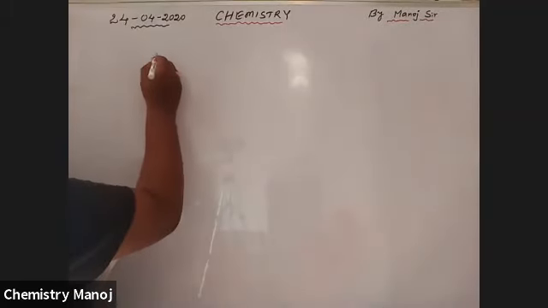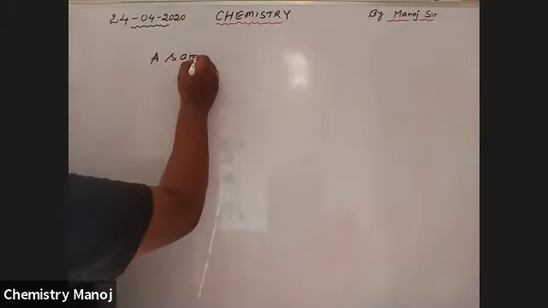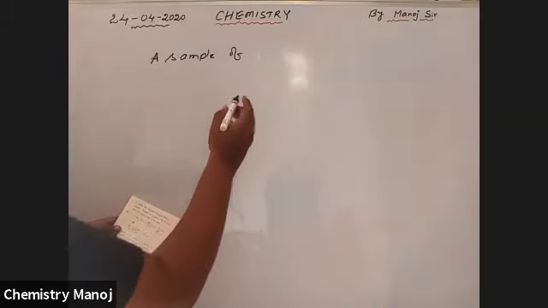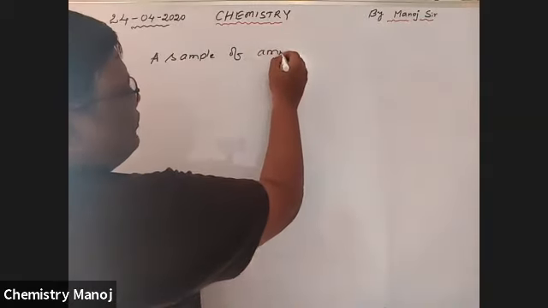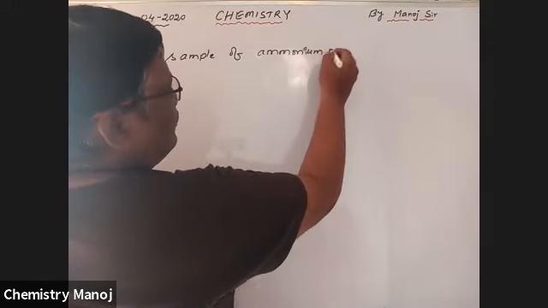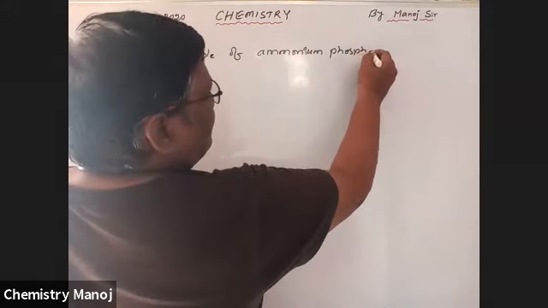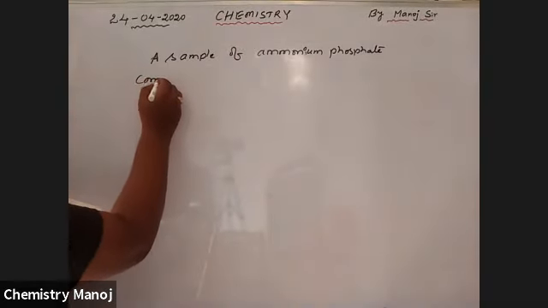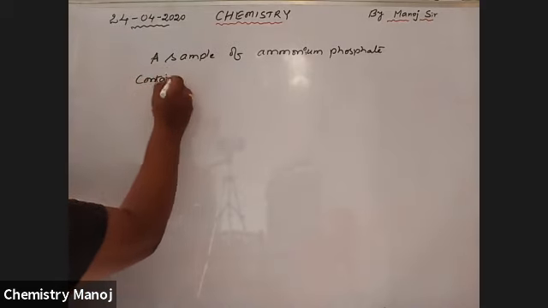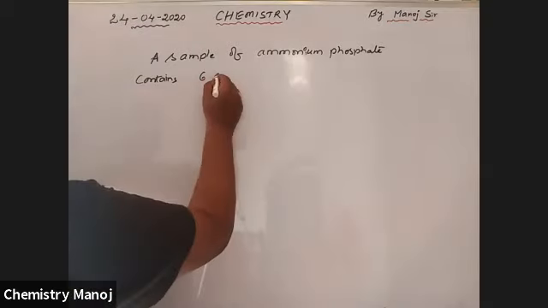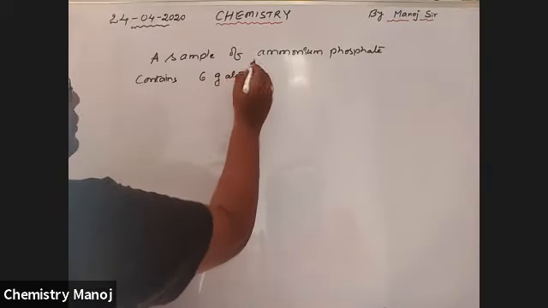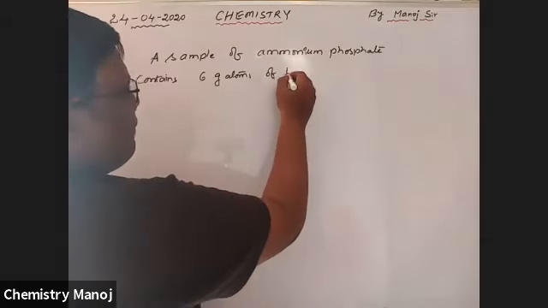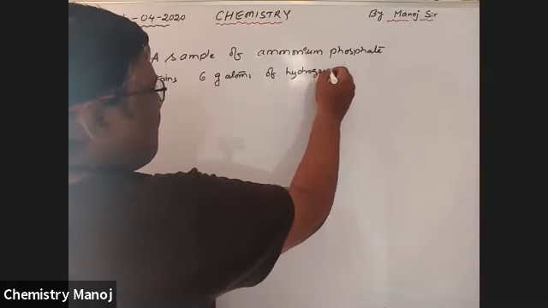A sample of ammonium phosphate contains 6 gram atoms of hydrogen.